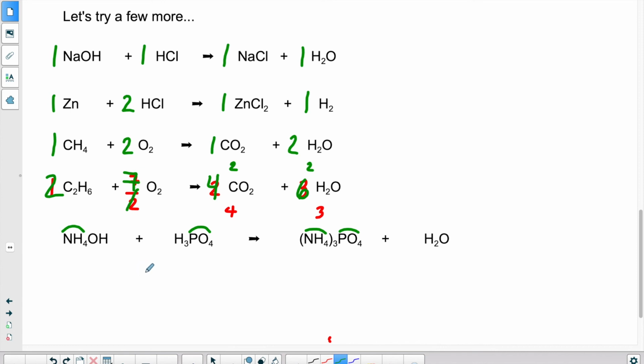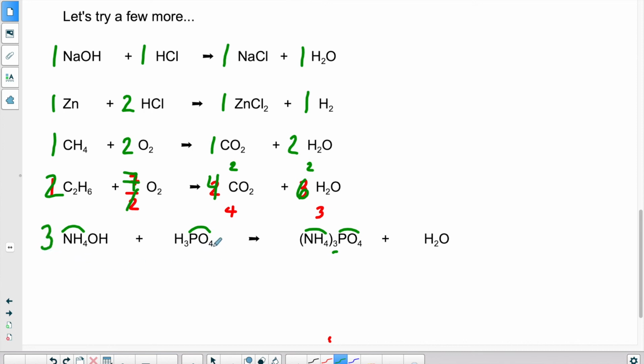So if I balance my NH4s, I have one of them here. So think as if there's brackets, right? So NH4, I have only one. And here you can tell I have 3 times NH4. So if I have 3 times NH4, then I need to have 3 times NH4 over here as well. So I'm going to put as a coefficient, I'm going to put a 3 in front to make it equal.